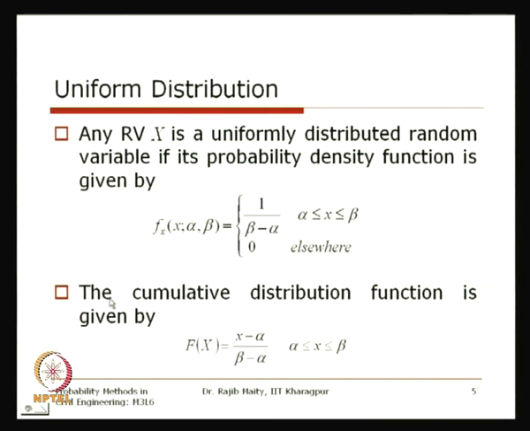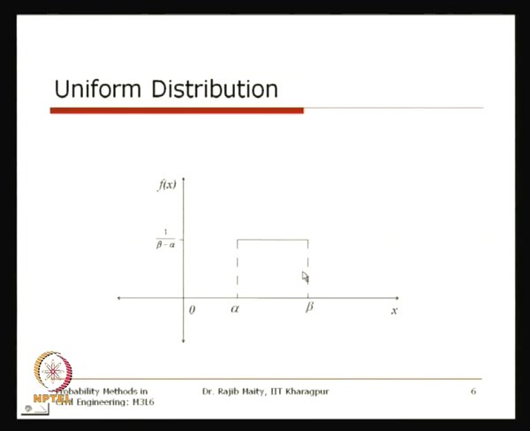And we know that the cumulative distribution function will be given by (x minus alpha) divided by (beta minus alpha). Here the diagram of how this distribution looks is shown. This is your alpha limit and this is your beta limit.